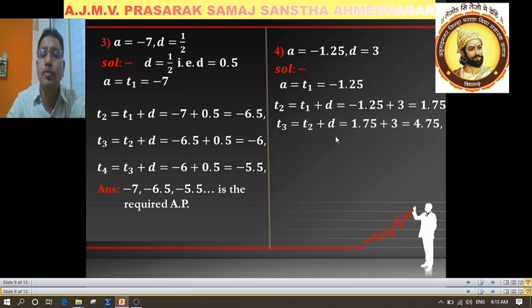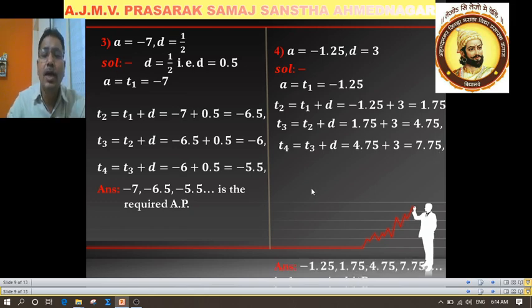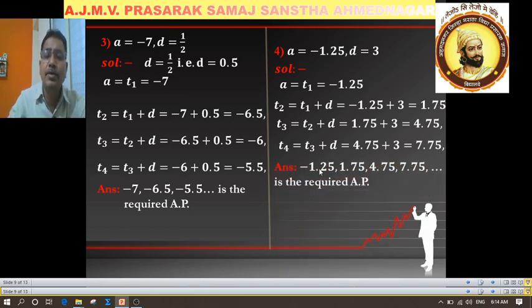t3 is equal to t2 plus d, again adding the common difference d to the previous term. So 1.75 plus 3 which is equal to 4.75. Similarly t4 is equal to t3 plus d, 4.75 plus 3, so 7.75. So the answer is minus 1.25, 1.75, 4.75, 7.75 and so on is the required arithmetic progression.